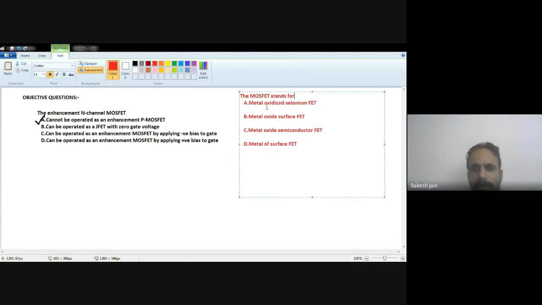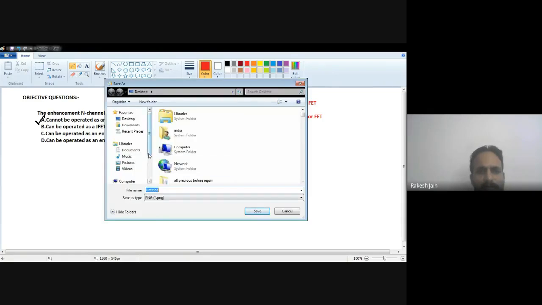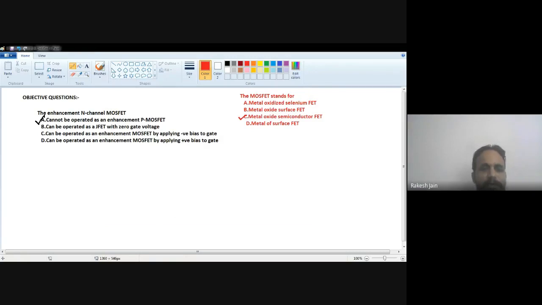We have already taught you that MOSFET stands for metal oxide semiconductor field effect transistor. That's why the answer of this question is metal oxide semiconductor FET. It means the answer is your C instead of A, B, and D. So this is the answer of this second objective question, definitely. MOSFET stands for metal oxide semiconductor field effect transistor. Now we just come to the third example.